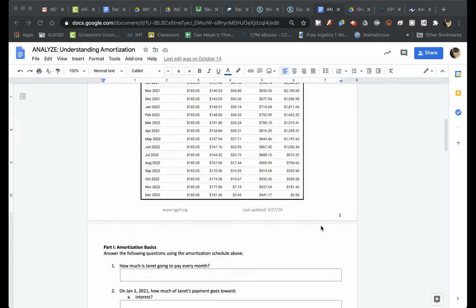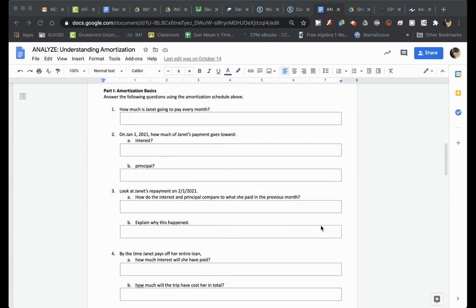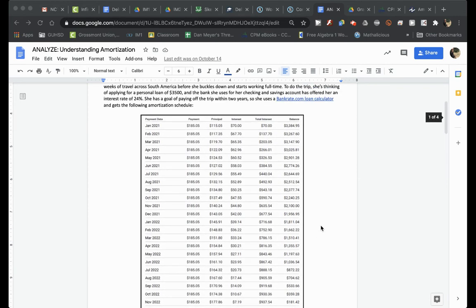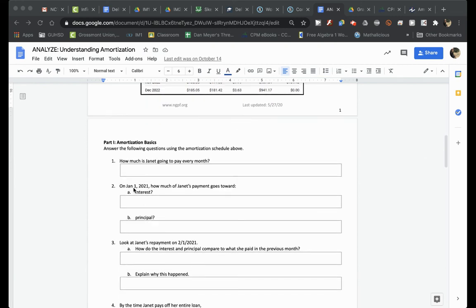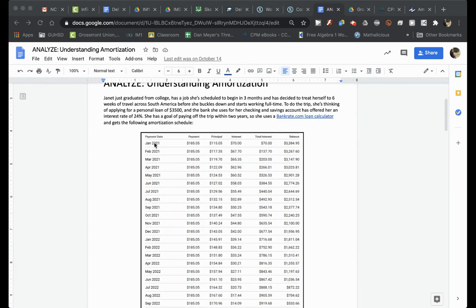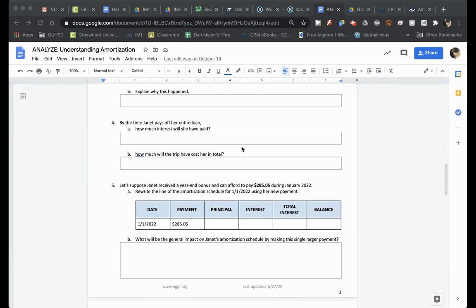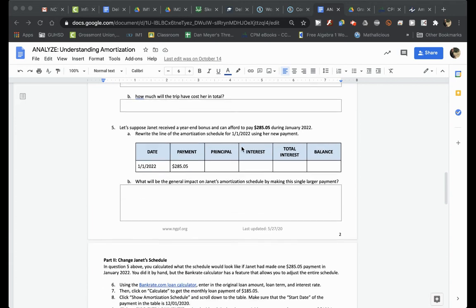So when we get down here, you're going to answer questions about this. How much is Janet going to pay every month? If I go up here, you should be able to see payment is exactly the same all the way through. On January 1st, 2021, how much is going toward the interest versus the principal? If I go up here where it says January 2021, I can see principal is $115.05, whereas my interest is $70. So those would be your answers for that. This is just continuing to analyze the information that you're given.